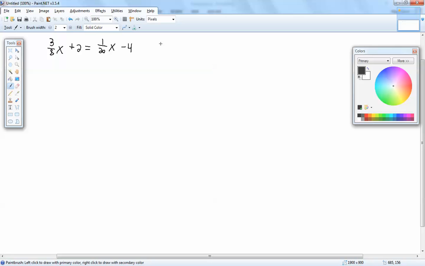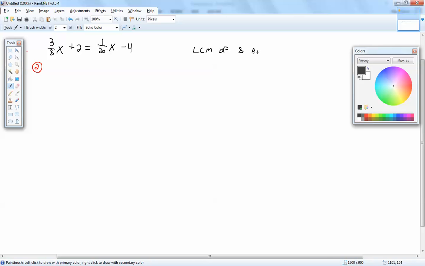And let's go through our 4 steps. First step is to get rid of parentheses. Don't have any. Second step is to get rid of fractions. Well, I do have fractions here. And we get rid of fractions by multiplying by the LCM of all our denominators. Now this one, if you're good with fractions, you probably see it, but let me show the steps.